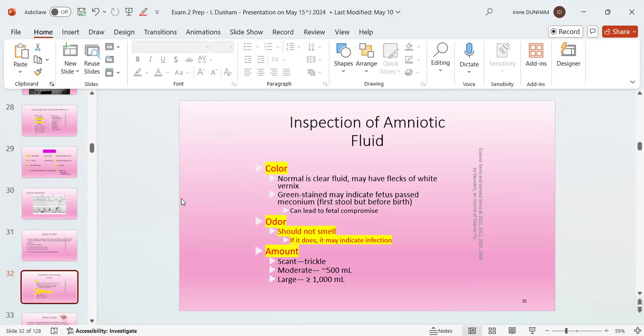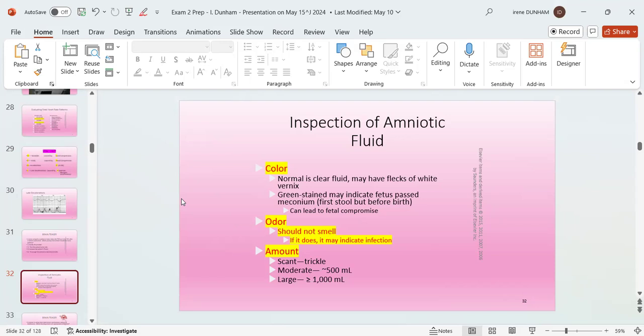All right. Just going over our amniotic fluid. Remember, color is normal if it's clear fluid. Okay. When you have a green stained fluid, brownish looking fluid, that means the baby has already passed his first bowel movement, which is called meconium. Okay. That can lead to fetal compromise. When we have thick meconium fluid, babies will show us on the monitor that they're not doing well in that environment.